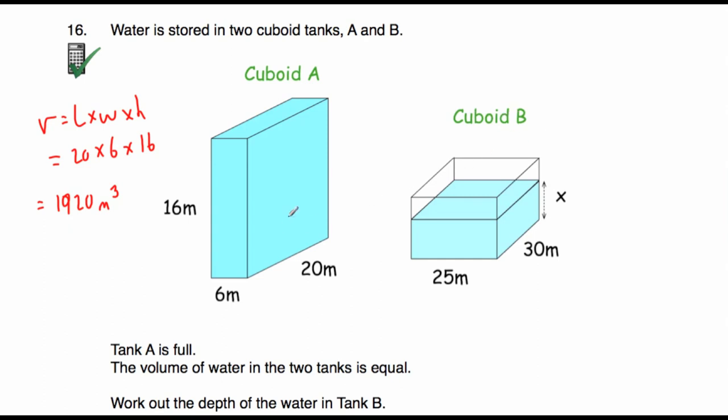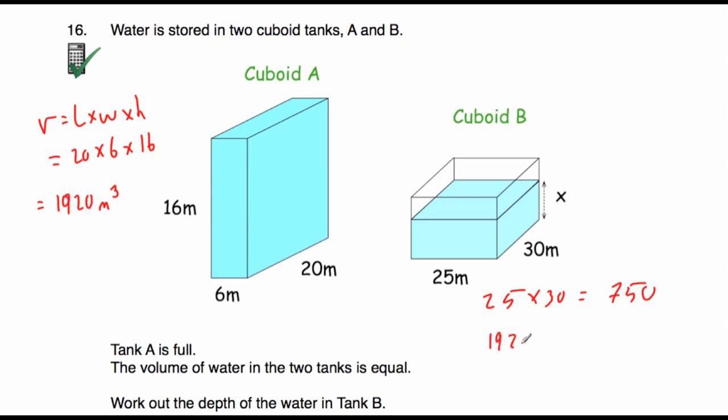And tank B, well, we're told that the amount of water in this tank is the same. So we know that the amount of water in tank B is the same as tank A, this 1,920. So that means that if we do 25 multiplied by 30 and then multiply by our missing number, this depth, we will get 1,920. So if we do 25 multiplied by 30, that's equal to 750. And then if we take that 750 and multiply it by x, we will get 1,920.